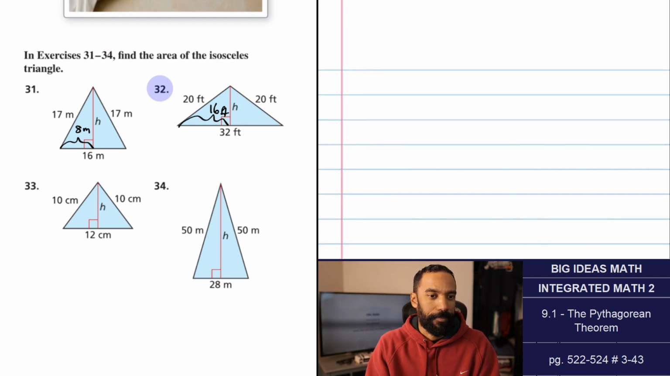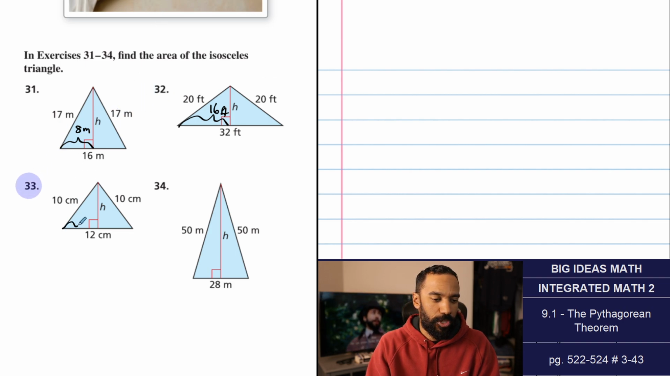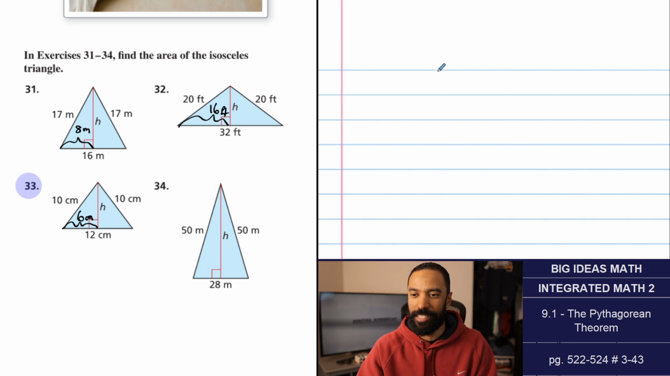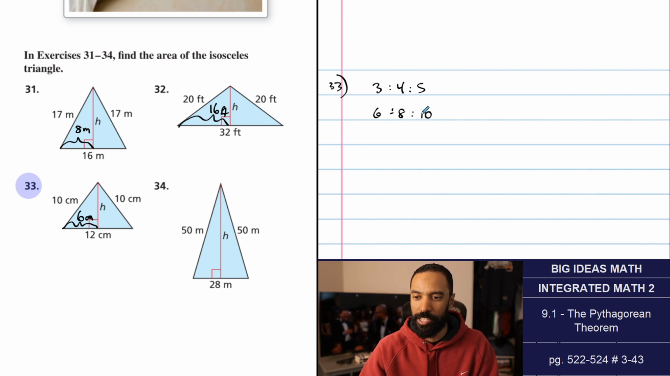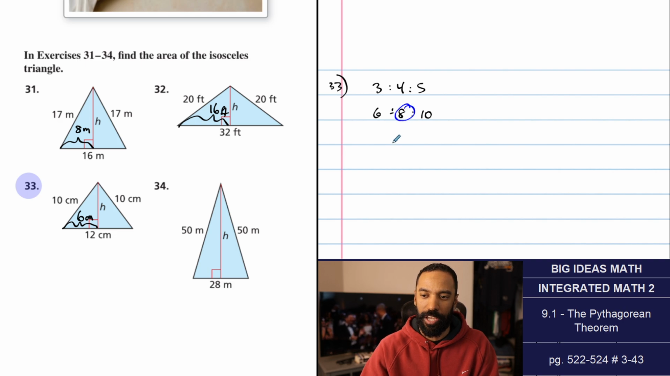Number 33. Divide 12 in half to get 6. And again, the reason I'm doing this is so I can use Pythagorean theorem to find this hypotenuse, because here's where a right angle is made with the altitude. So 6, and yeah, this is another 3, 4, 5 triangle. In a 3, 4, 5 triangle, you can have 6, 8, 10 if you double everything. We know the 6, we know the 10. We need to discover 8. That is the height. This is 8 centimeters. And we keep going from there.